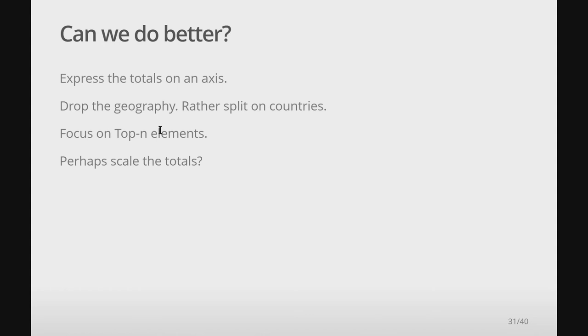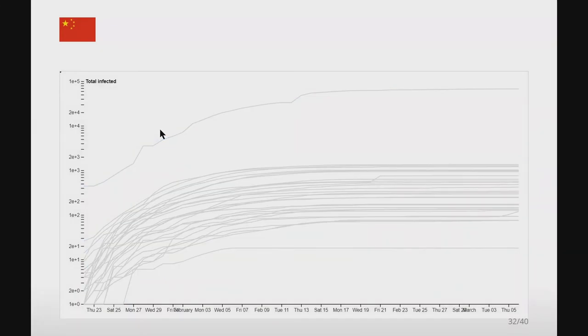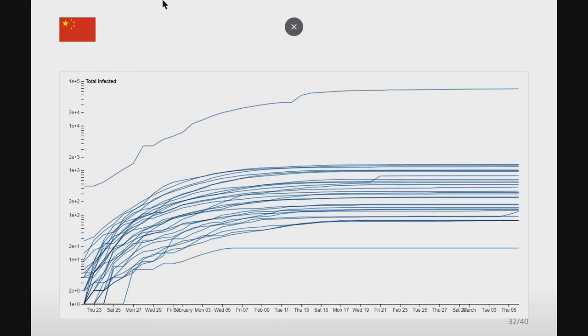So can we do better? The answer is yes. We've got to do a couple of things. Drop the geography, and rather focus on countries, regions, provinces, focus on top elements, maybe scale the totals logarithmically, don't look at it linearly, and get it all onto an axis. We need to encapsulate what's happening over time here. So I did this, and I'm a big fan now of D3, and this is embedded D3 in R.